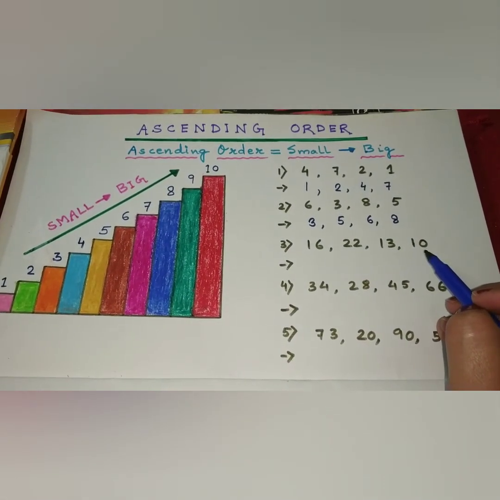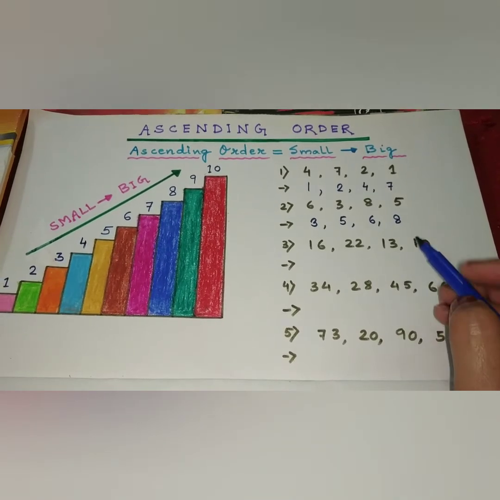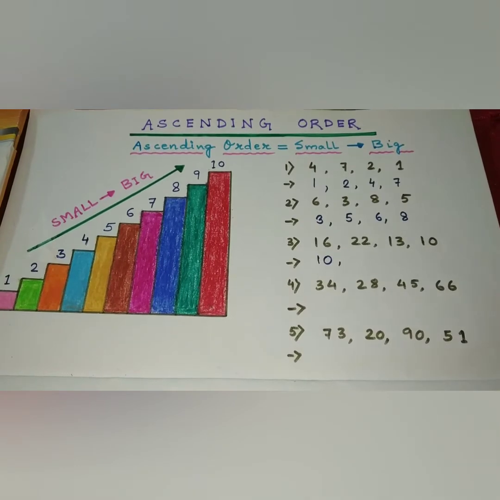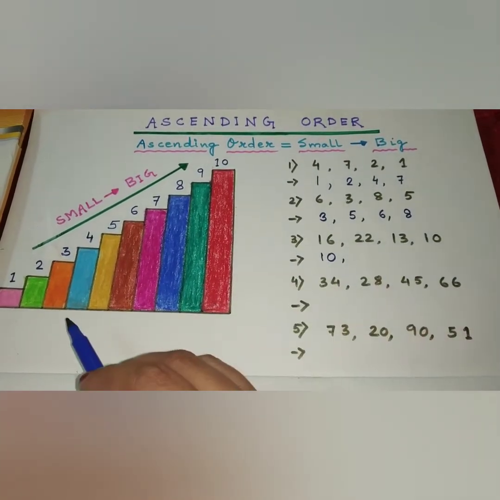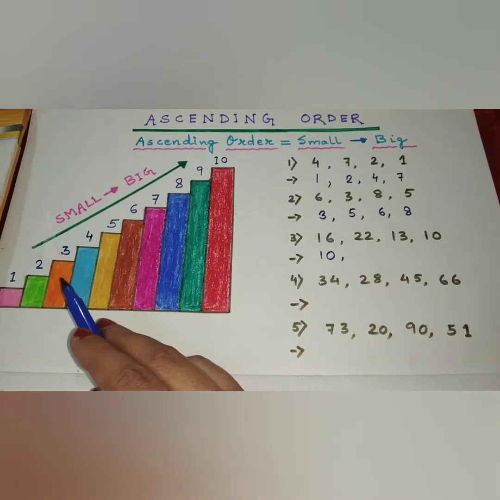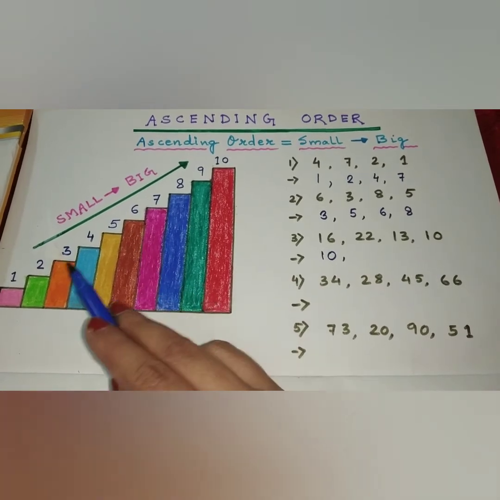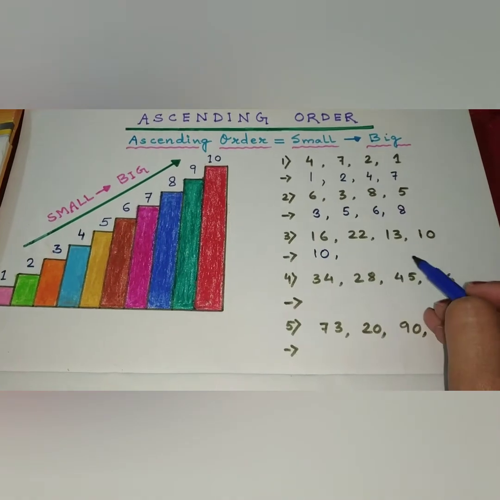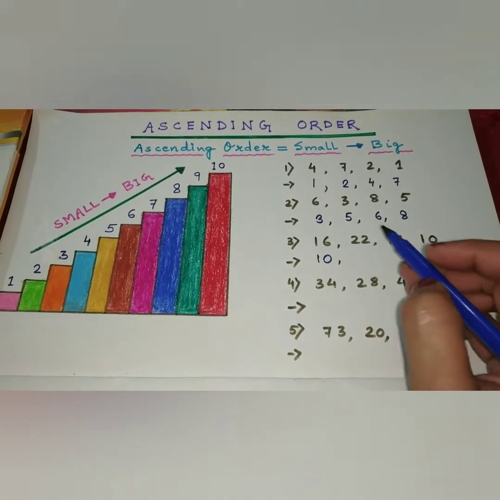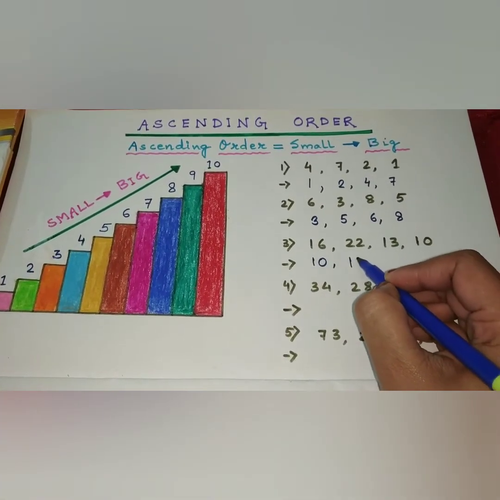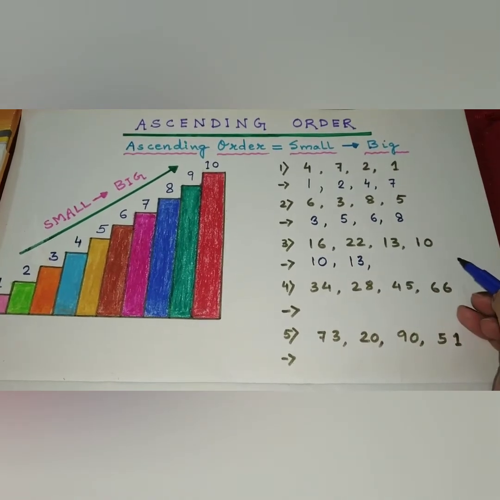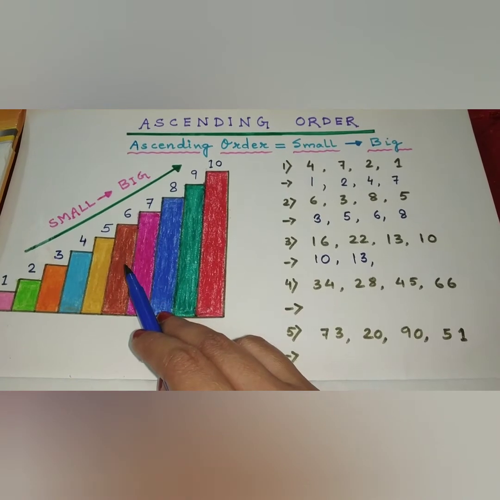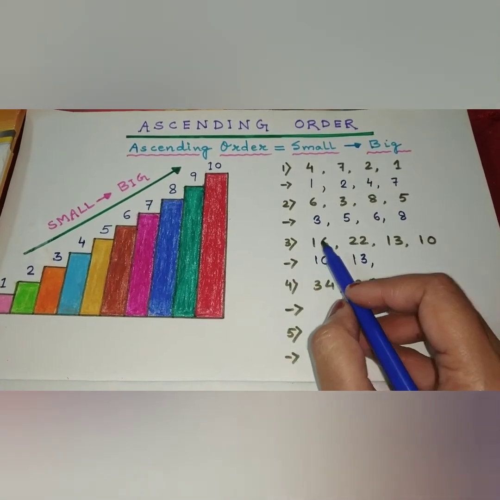Right, the first smallest number comes 10. Next smallest number, let us see the chart again. 3. Then comes 6. So 3 is smaller than 6. So after 10, the smallest number is 13. Then after 13, which is the smallest number? As we have seen the chart, it will be 6. So 16.